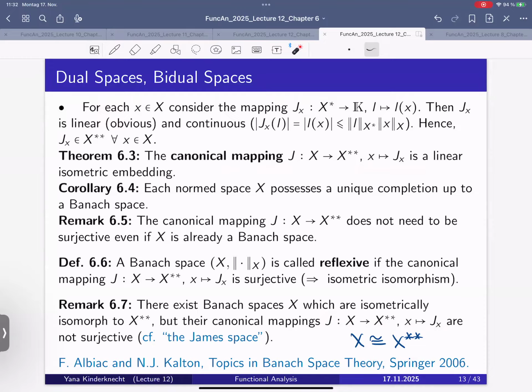Okay, so there are counterexamples. Counterexamples can be found by the keyword James space, and I recommend this book, Topics in Banach Space Theory, where you can read about James spaces and also a deeper presentation of some topics in Banach space theory.